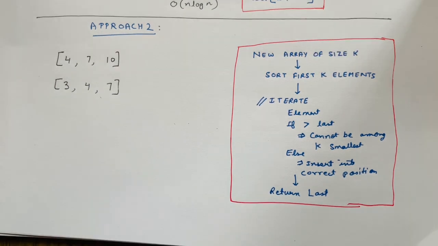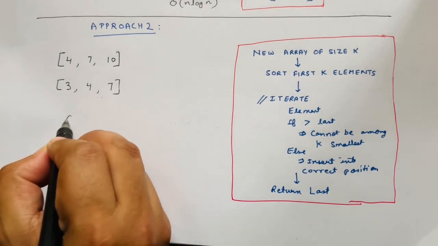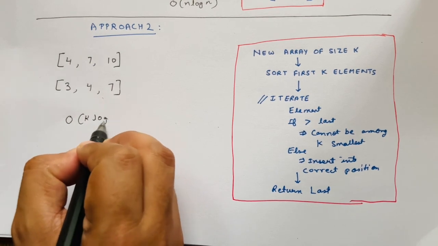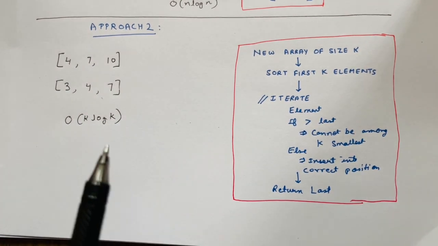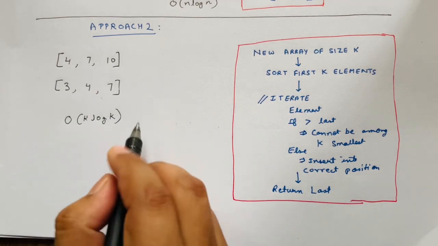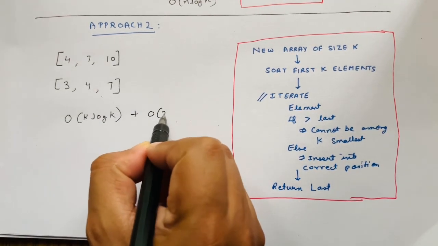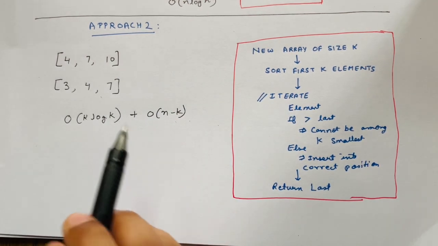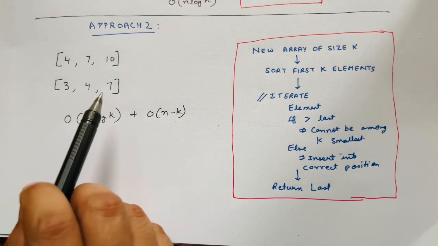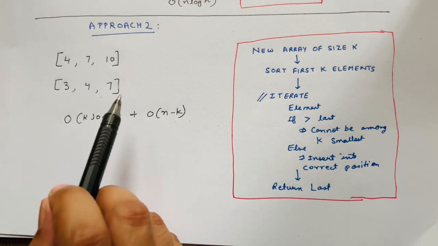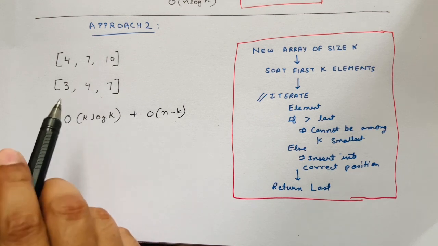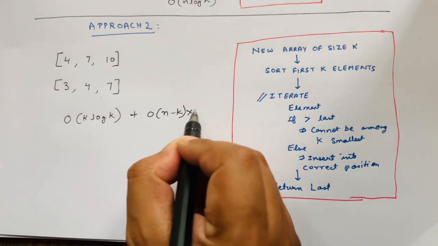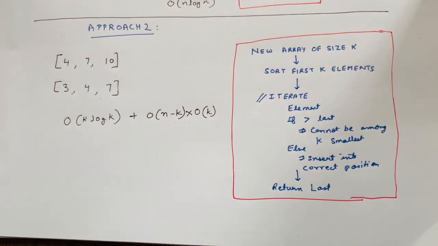Let us try to understand the time complexity of this approach. Since first we are sorting the first k elements, this will take big O of k log k time, right? Once we have sorted, we are iterating over all the remaining elements. So it is big O of n minus k iterations. Now for every element, we may have to insert it into this new array, and to insert it, we may have to travel k positions. So for every element, we may have to spend big O of k time as well. So this will be our new time complexity.